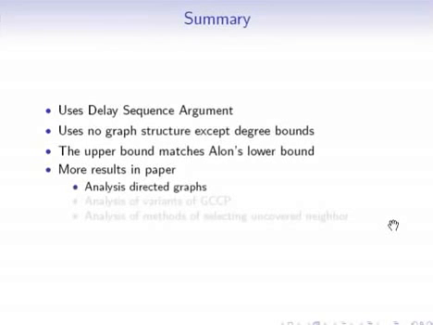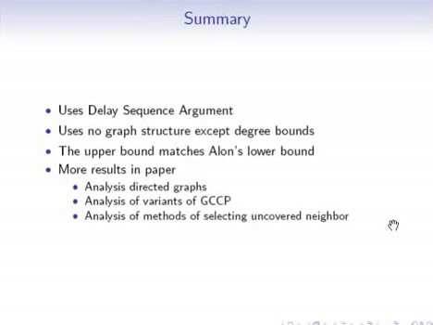For example, you can find an analysis of this process on directed graphs. You can find an analysis of various variants of the graph coupon collector process, because remember at the beginning I said the way in which you choose which uncovered neighbor to cover leads to different variants. And you can also find analysis of the methods of selecting an uncovered neighbor. In other words, we show that under some methods of selecting an uncovered neighbor, you don't get this nice linear cover time.